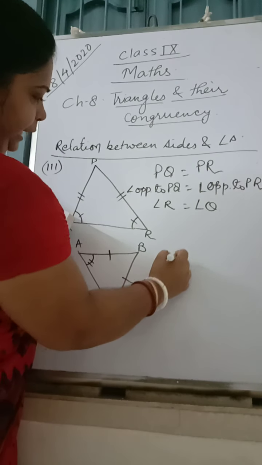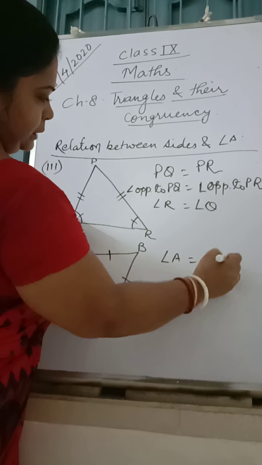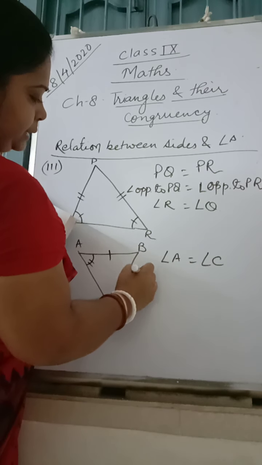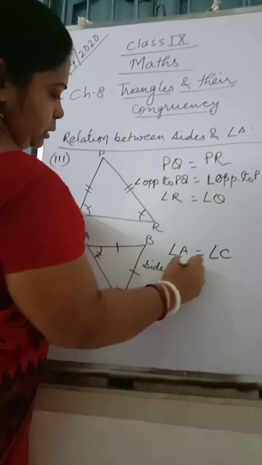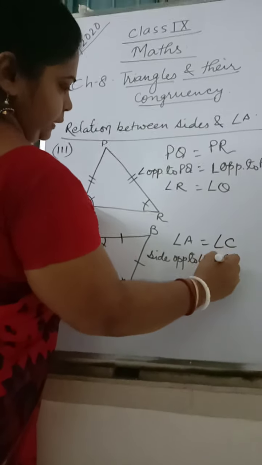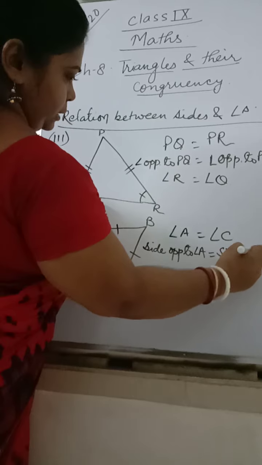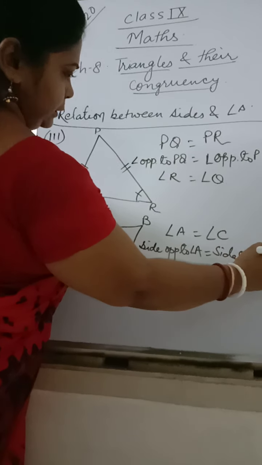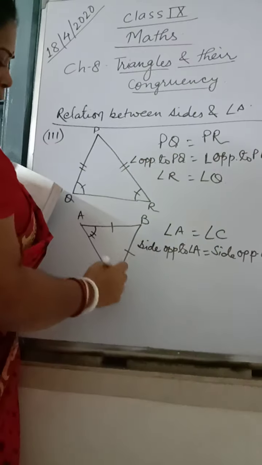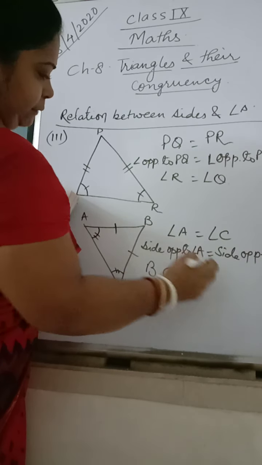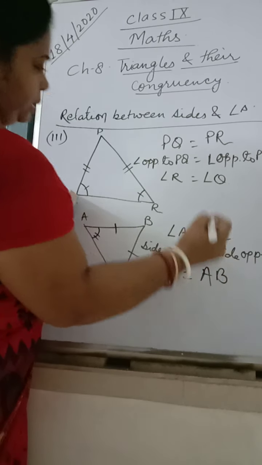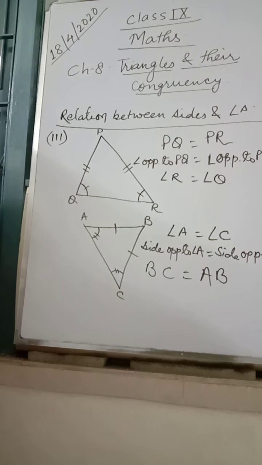Given angle A is equal to angle C, so the side opposite to angle A is equal to the side opposite to angle C. So opposite to angle A, what do we have? BC is equal to the side opposite to angle C, which is AB. This is relation number 3.